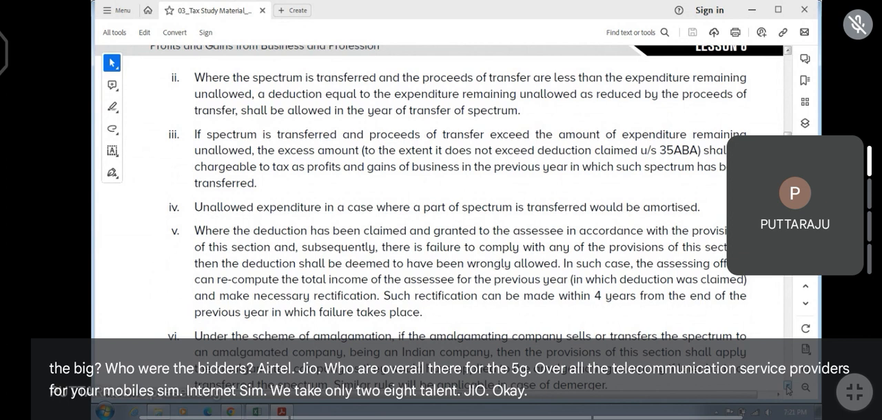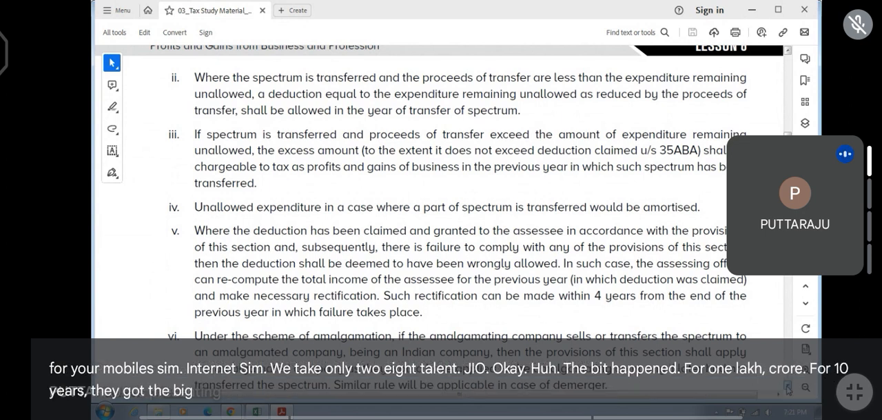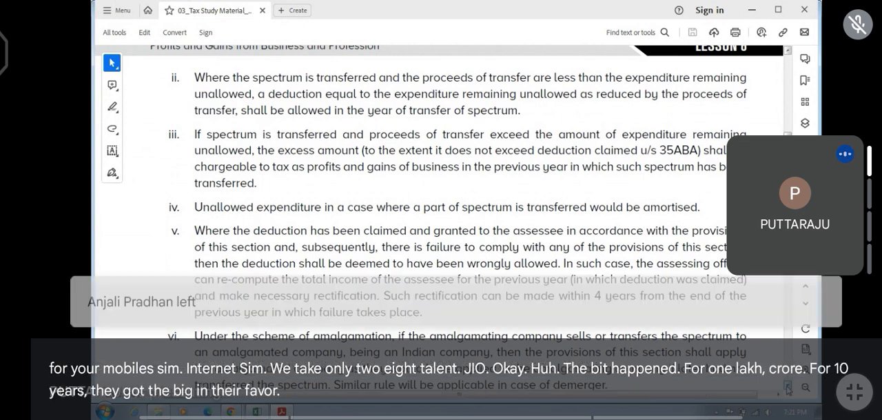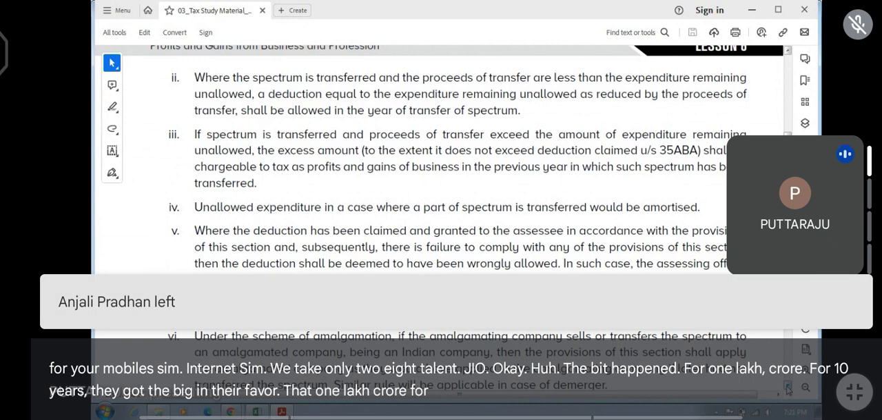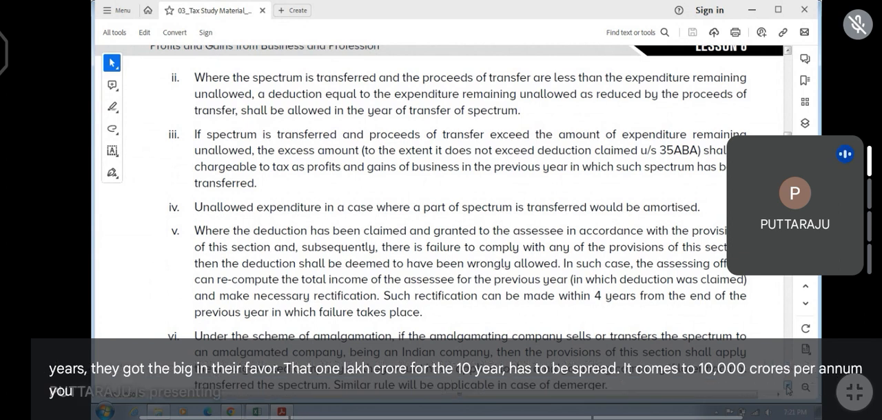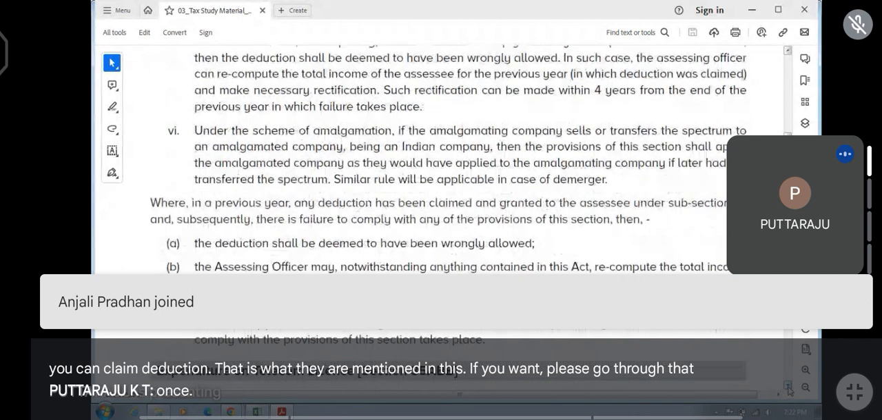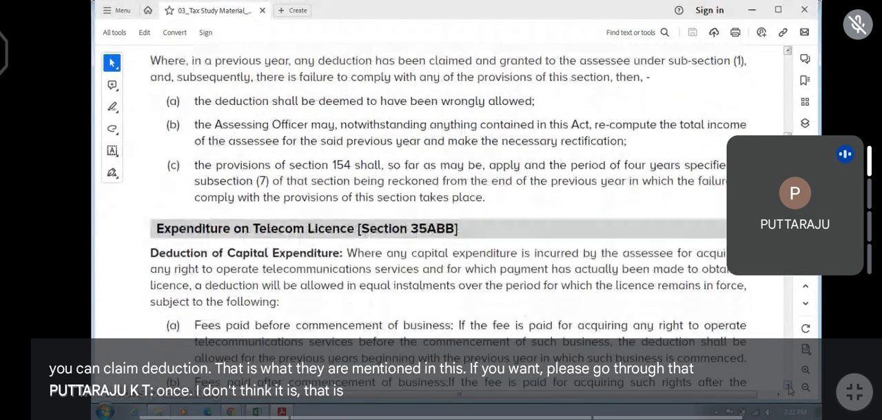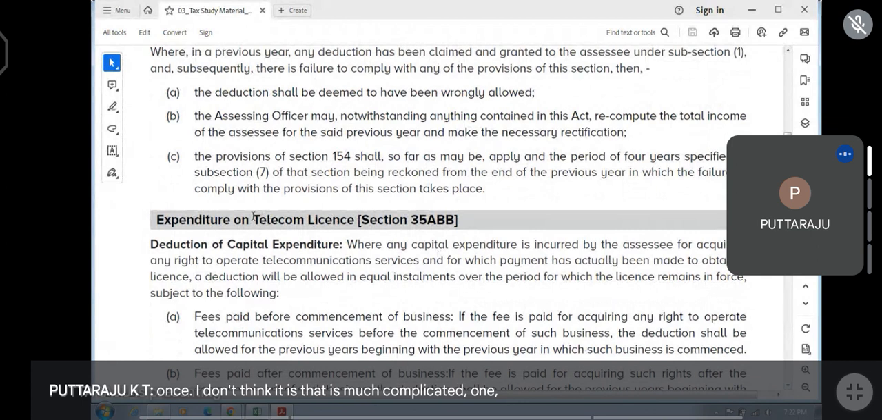The bid happened. For 1 lakh crore for 10 years, they got the bid in their favor. That 1 lakh crore for the 10 years has to be spread. It comes to 10,000 crores per annum you can claim as deduction. That is what they have mentioned in this. If you want, please go through that once. I don't think that is much complicated. Same thing, telecommunication license also, same way.